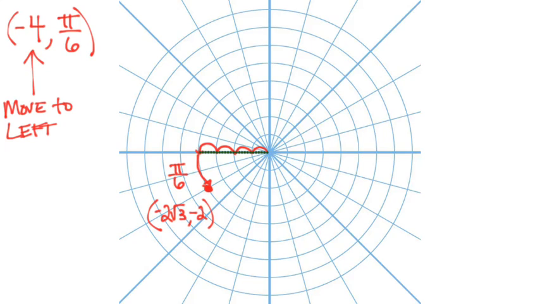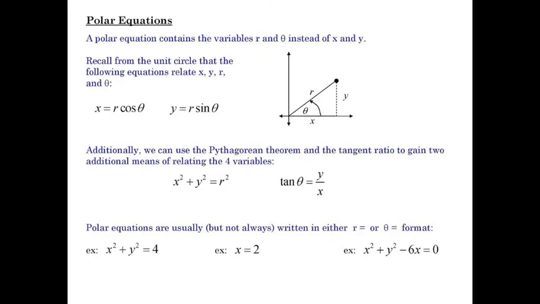That's one way to do it. You could also go out pi over 6 and then rotate down. So this is your pi over 4, this is your pi over 6, and then you could take it and go 180 degrees from it for the negative 4 part. You get in the same spot.